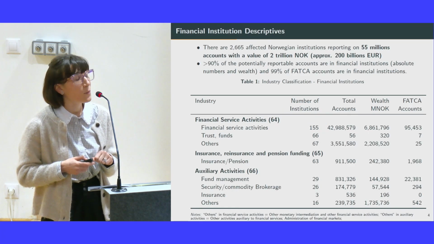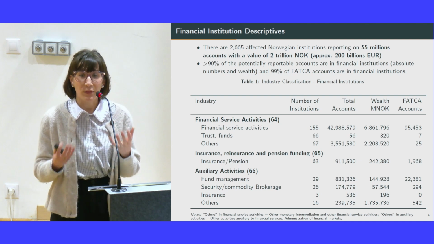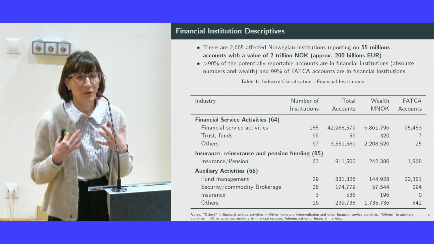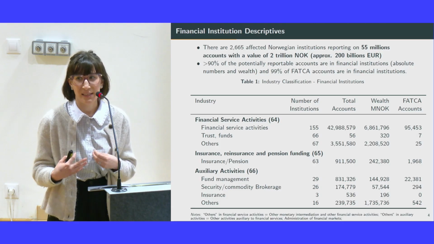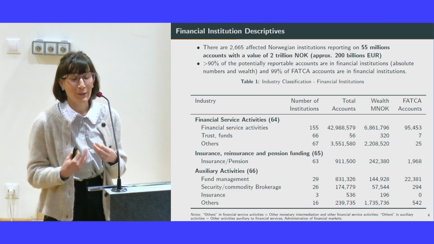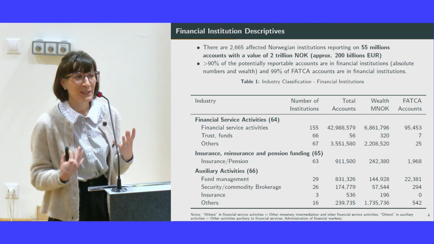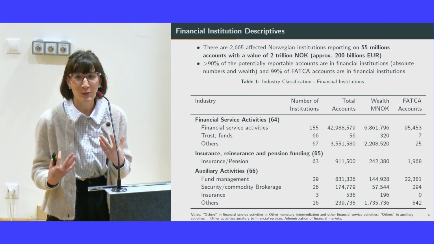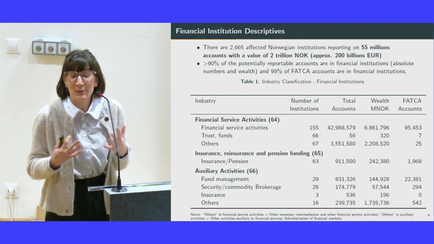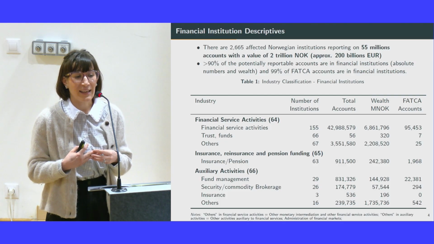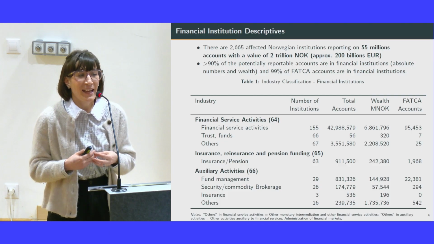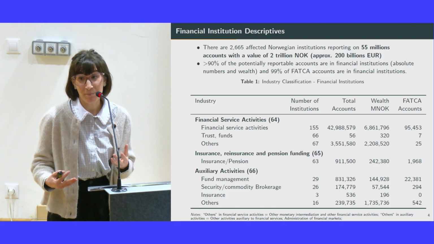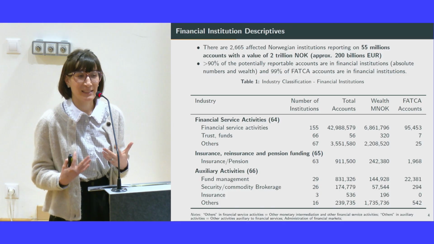What we also find very interesting is that when you look at Norway, there have been around 2,600 Norwegian institutions that had to report under CRS and FATCA. I explicitly call them Norwegian institutions because it's actually not only financial institutions. There were many in transport and in grocery. For example, if you are a supermarket and you run a cash benefit program, then you are subject to reporting under CRS and FATCA.